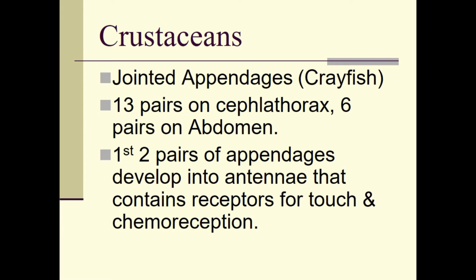Jointed appendages, they have lots of appendages. So in the crayfish, there are 13 pairs of appendages that are attached to the cephalothorax, and 6 pairs of appendages on the abdomen. So if you're counting, we're now up to 19 pairs of appendages. The first 2 pairs of appendages make up the antennae. So they have the large antennae, and then they have a smaller set of antennae called the antennules, and of course they are there for touch and chemoreception, which means they smell. They can pick up chemicals in the water.